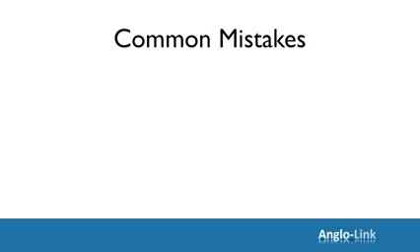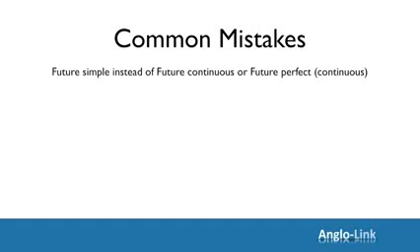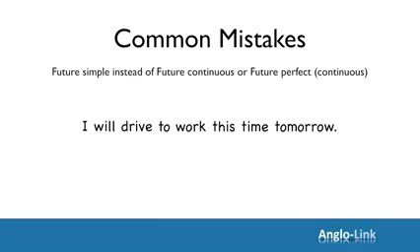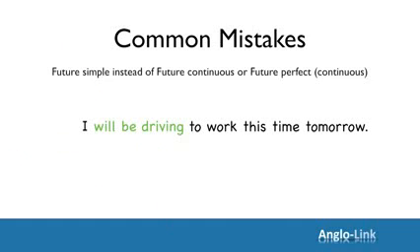Right, let's wrap up by looking at some common mistakes. The most common mistake is using the future simple tense, I will do, instead of future continuous, future perfect, or future perfect continuous. Let's look at some examples. I will drive to work this time tomorrow. Action taking place at a specific time in the future. So not will drive, but future continuous. Will be driving.